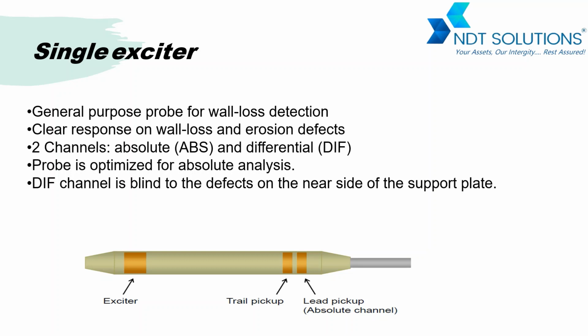The single exciter can be used as a general purpose probe for wall loss detection, with a clear response on wall loss and erosion defects. Two channels, absolute and differential, are active here. The probe is optimized for absolute analysis. In this single exciter probe, absolute is dominant, but differential or small flaws are very difficult to detect. As mentioned here, the differential channel is blind on the near side of the support plate. We can get it, but it is very hard to find. But it is not the same for the dual exciter.